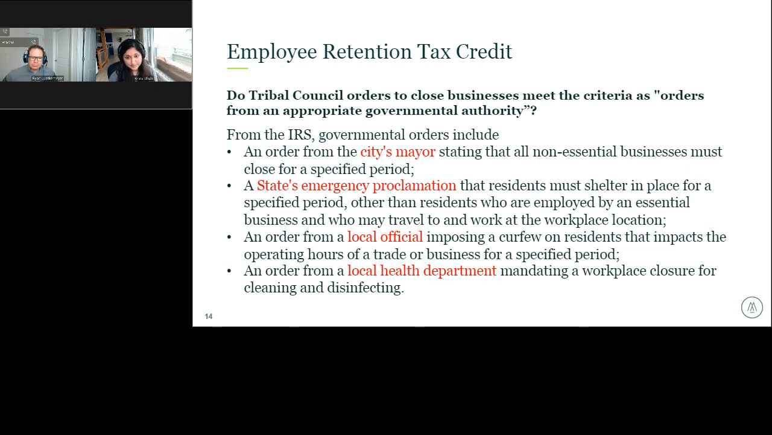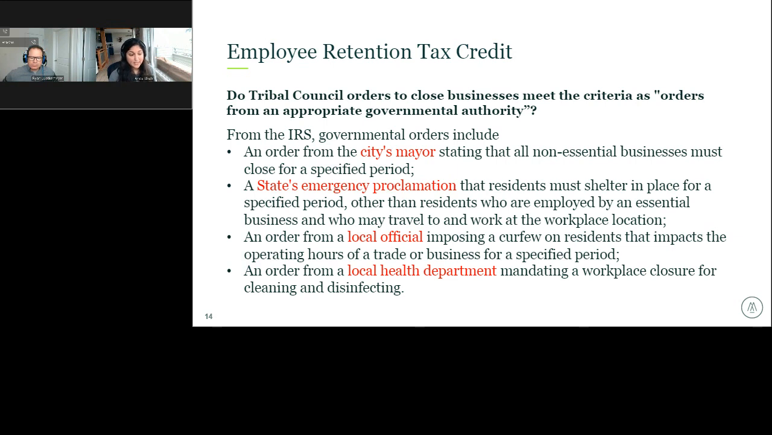So it could be an order from the city's mayor. It could be a state's emergency proclamation of a shelter-in-place order. It could be an order from a local official imposing curfew on residents that impacts operating hours of the trade or business, or it can be an order from a local health department mandating a workplace closure due to cleaning and disinfecting due to COVID. So this third bullet that talks about the local official, that would be equivalent to a tribal council order.